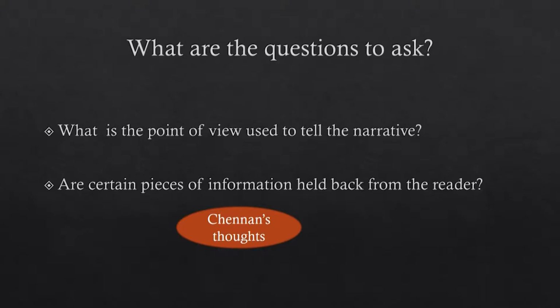The other questions that we can ask of this narrative are, what is the point of view used to tell the narrative, and are certain pieces of information held back from the reader? I'll deal with the second question first, and then I'll go back to the first point. The answer to the second question is yes, certain pieces of information are held back from the reader in the case of In the Flood. For instance, we do not know Chenin's thoughts once he comes back into the story at the final stages.